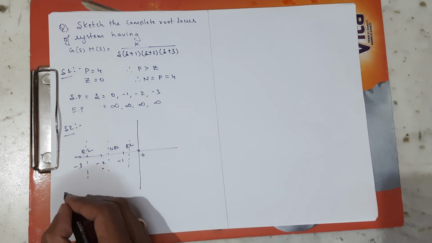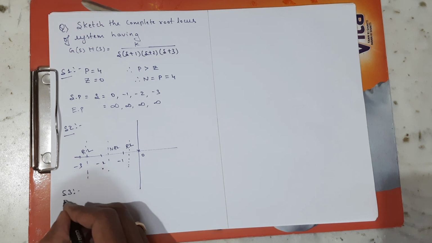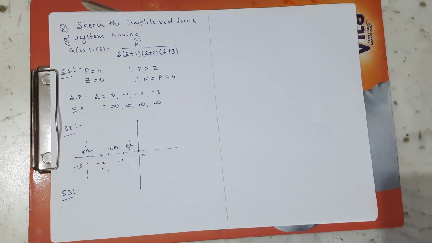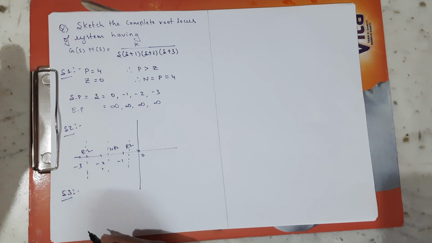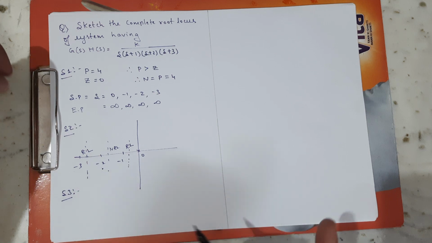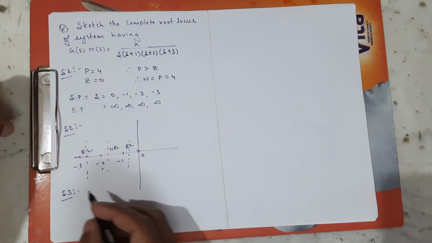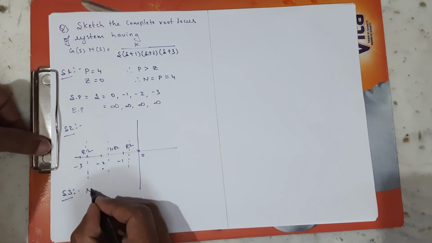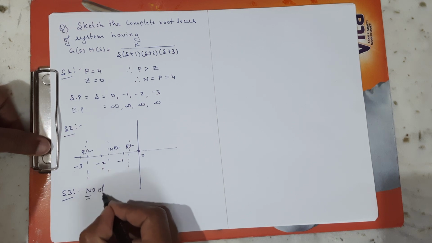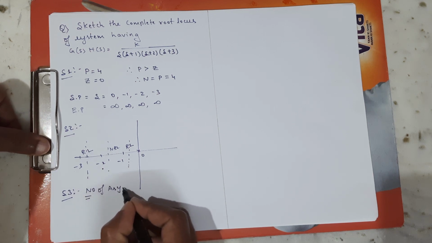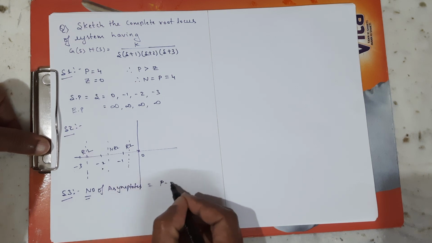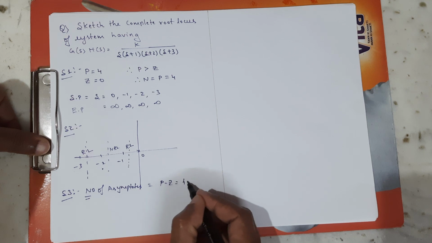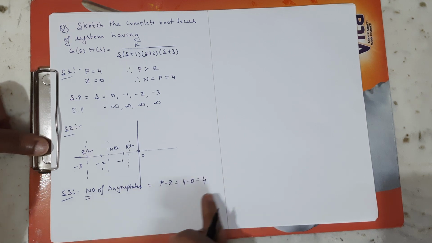Next is step number 3. What is step number 3? To find the angle of asymptotes. Before that, we should know how many asymptotes there are. The number of asymptotes is equal to p minus z. That is 4 minus 0, which is equal to 4. There are 4 asymptotes.